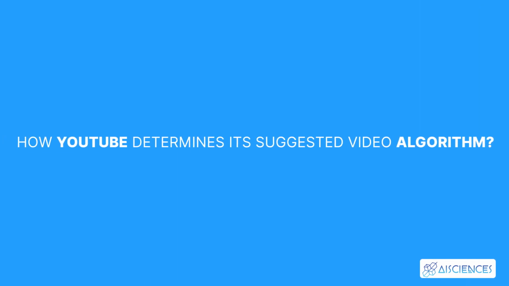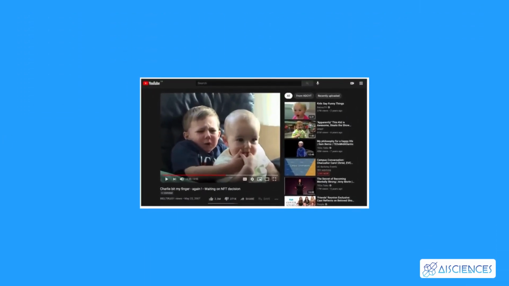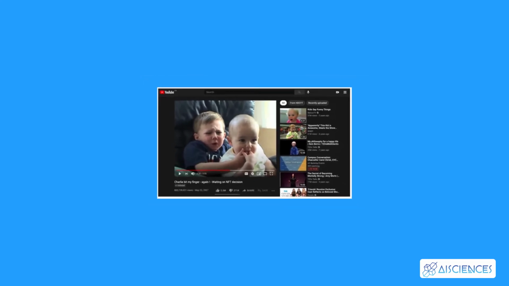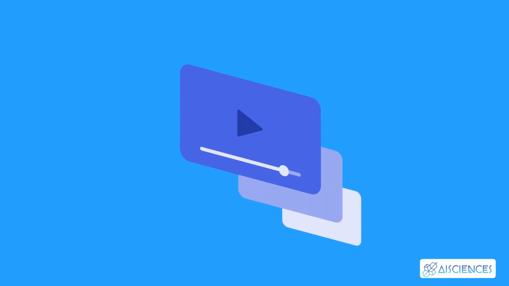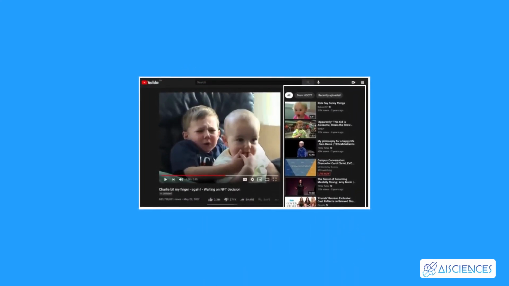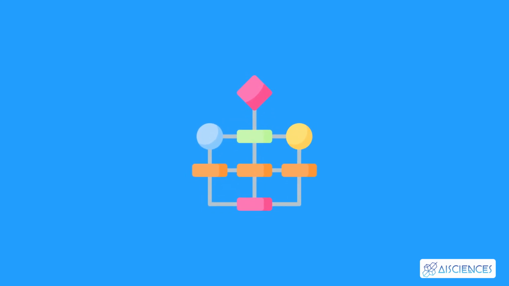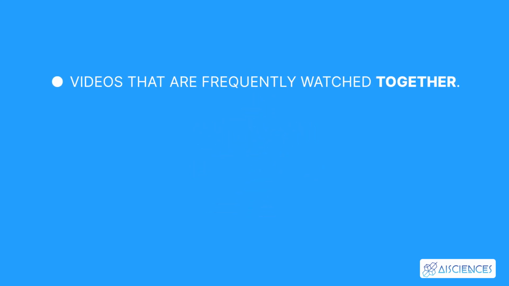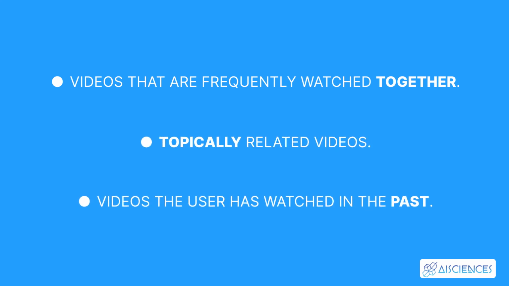How YouTube determines its suggested video algorithm. When recommending videos for people to watch next, YouTube employs slightly different considerations. After a person has watched a few videos during a visit, the algorithm has more of an idea about what a person is interested in today, so it offers up some options on the right side of the screen. In addition to performance and personalization, the algorithm is most likely to recommend videos that are frequently watched together, topically related videos, and videos the user has watched in the past.